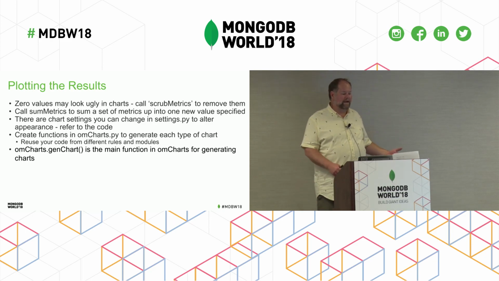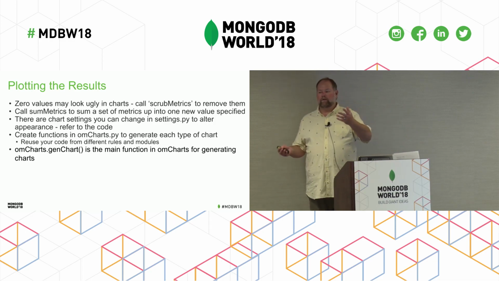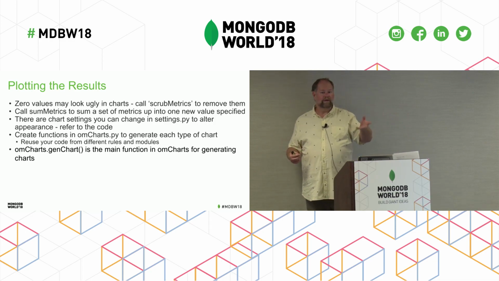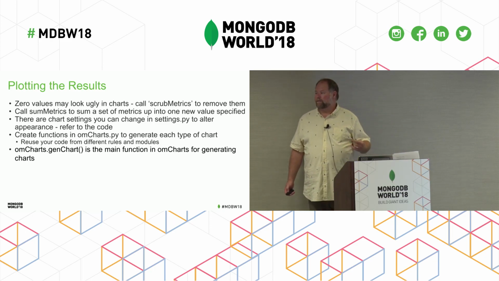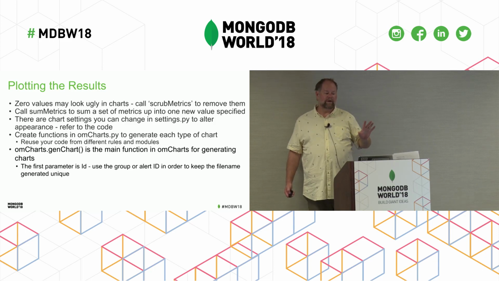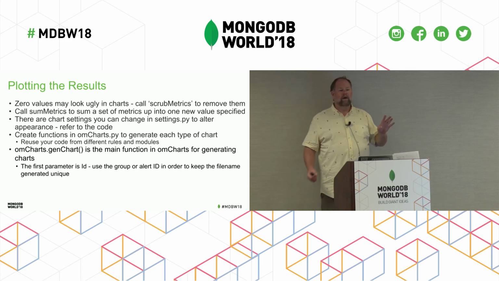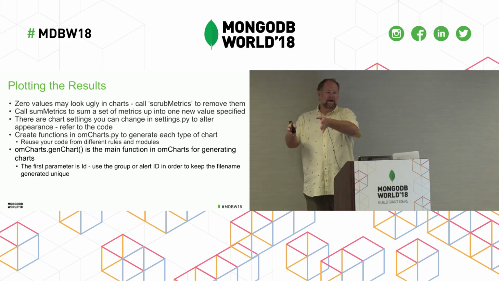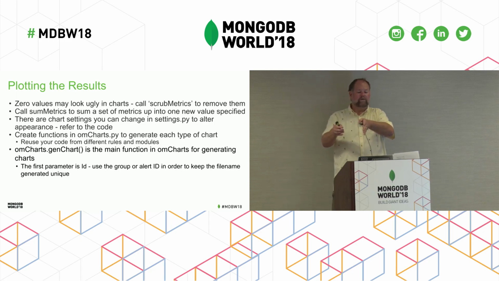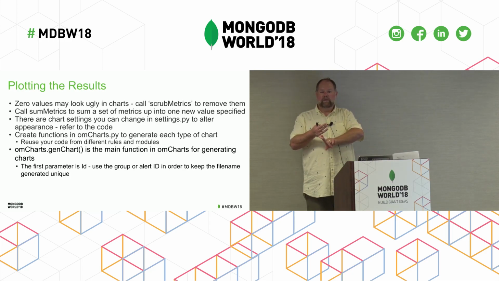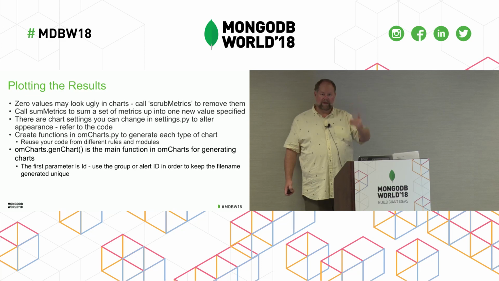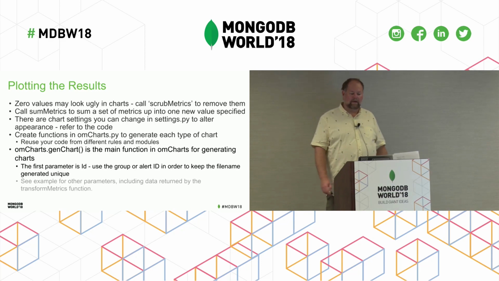The omcharts.gen chart is the secret sauce there. That's what takes the data that you pulled from Ops Manager or from your third-party system, wherever, and generates that chart. I don't have time to go through all the parameters there. They're documented somewhat in the code. Like I said, we'll have a link to download that. Just one thing to remember, that first parameter is ID, which is how we save that chart's JPEG file off to our web server. It needs to be fairly unique because it appends the current timestamp on the end. So we just use either the Ops Manager group ID or the alert ID, which is always present depending on what we're doing, to keep that unique.